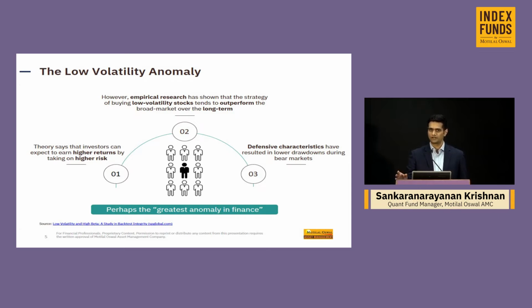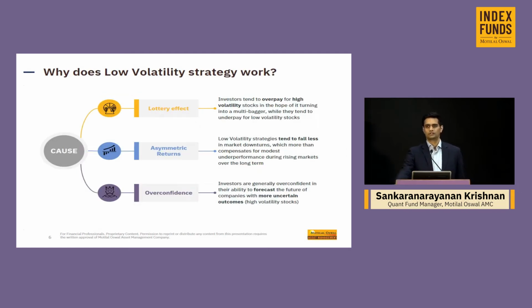Now this has confounded not just regular investors like you and I, it has confounded the sharpest minds in economics, it has confounded the sharpest minds in financial academia, and people have tried to come up with an answer as to why the low volatility factor should work the way I'm saying that it will work. So there could be three reasons for this, right? The first one is something called a lottery effect.